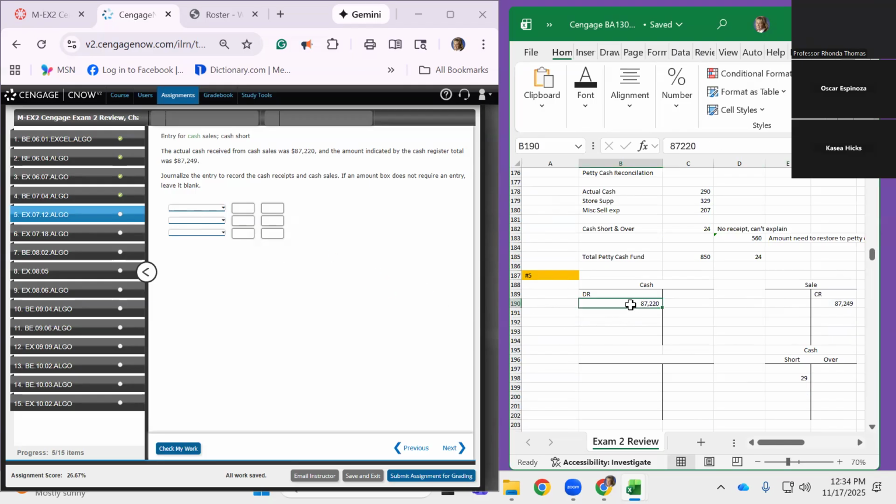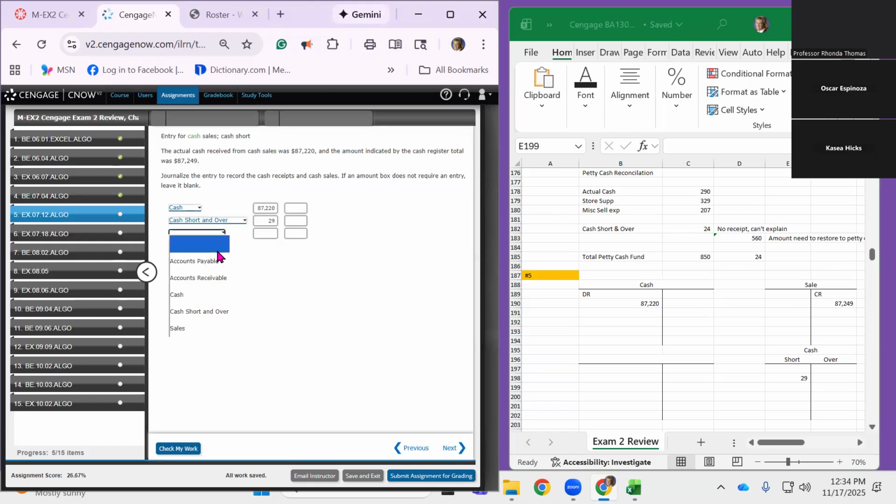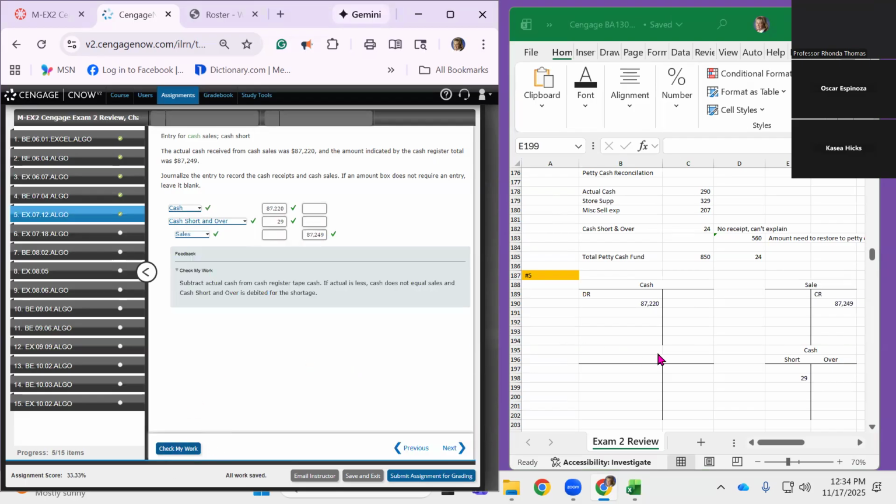So here are our 2 debits and our credit. Okay, so we're going to debit cash for the actual amount that we counted, which was a little short, and it was $29 short, and you use the same account whether you're short or long. It's just which side you're putting it on. And then the sales are going to be the 87,249. Yay, finally one that was a little more straightforward.